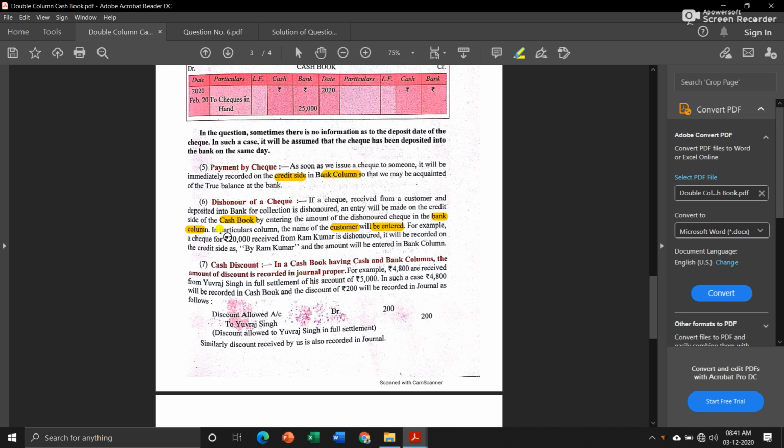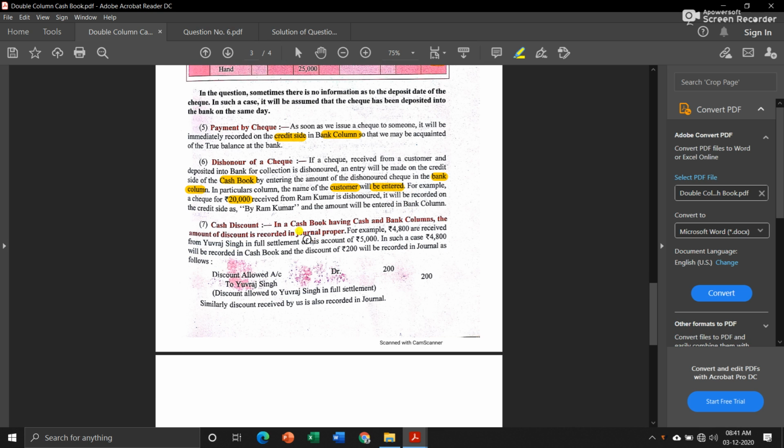For example, suppose we received a check of 20,000 from MARAM-COMMERCE and it is dishonored. In that case, we will record it on the credit side of the cash book by writing "By MARAM-COMMERCE", and the amount will be recorded in the bank column.